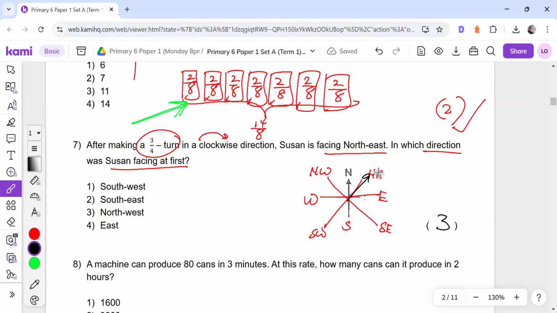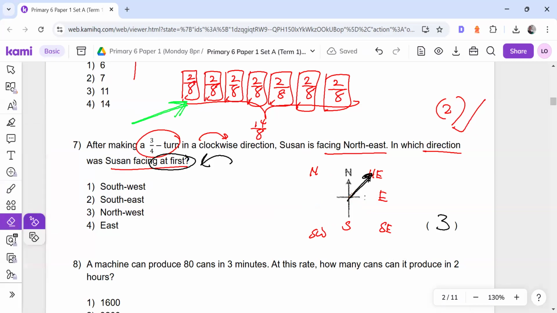And when you want to find where she's facing at first, then you must work backwards. When you go backwards, clockwise becomes anti-clockwise. So starting from here, you go clockwise 1/4, 2/4, and 3/4. So where was she facing at first? Then your answer will be, let me see. Did I make a mistake? She was facing northeast, right? And so you turn 3/4 anti-clockwise, right? So 1, 2, and 3, southeast. Mr. made a mistake there. Let me see. Did I have a mistake?